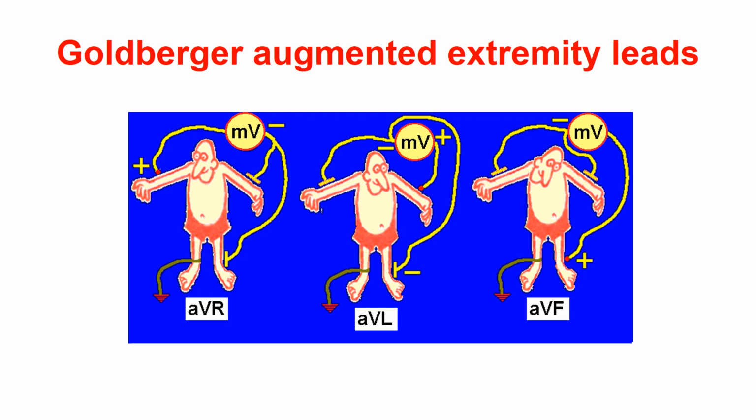Older versions of the leads, VR, VL, VF, use Wilson's central terminal as the negative pole, but the amplitude is too small for the thick lines of old ECG machines. The Goldberger terminals scale up, augment, the Wilson results by 50%, at the cost of sacrificing physical correctness by not having the same negative pole for all three.